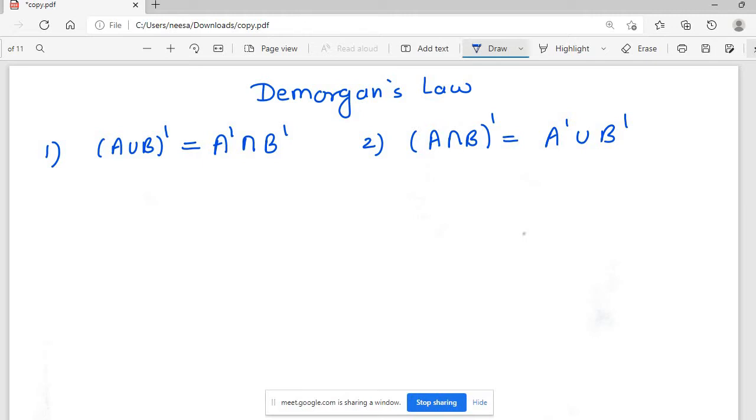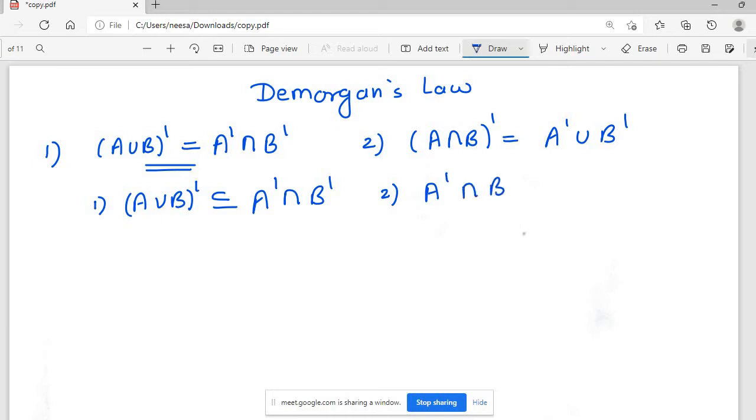So let me start with law 1. To prove this, as we have already discussed, this is an equality of sets, and we need two steps to prove it. In the first step, we will prove that (A union B) complement is a subset of A complement intersection B complement. Then in step 2 we will do the reverse. That means we will prove A complement intersection B complement is a subset of (A union B) whole complement. Then from statement 1 and statement 2 we will be able to conclude the equality of this law. So let us begin with the first one.